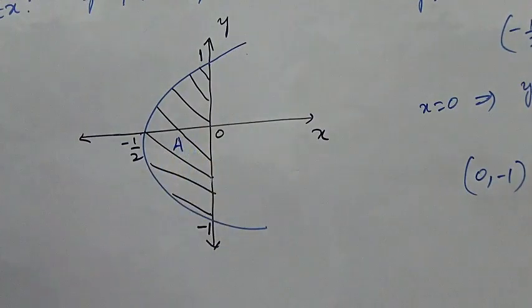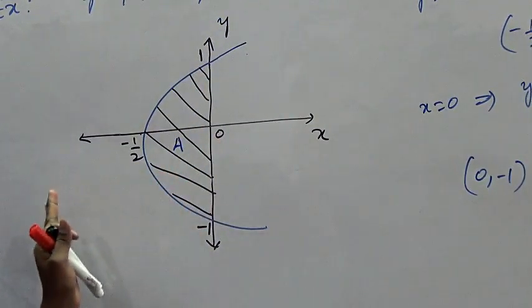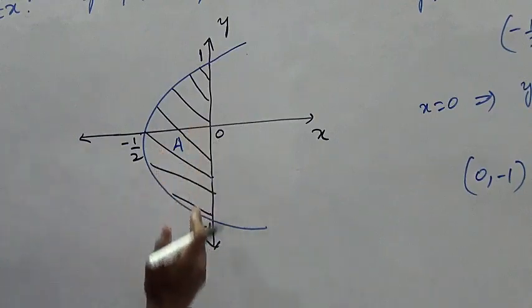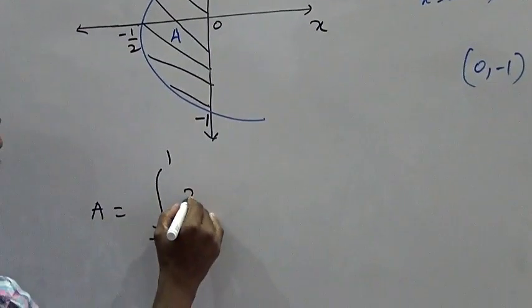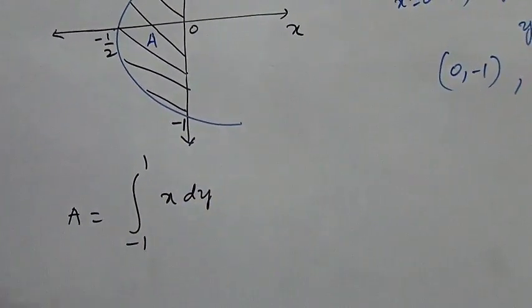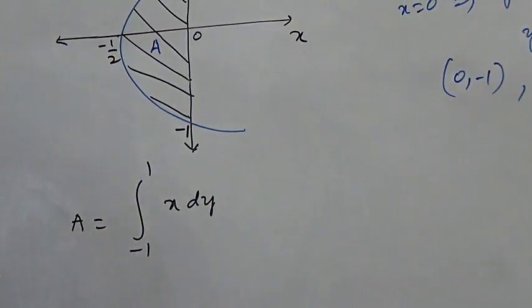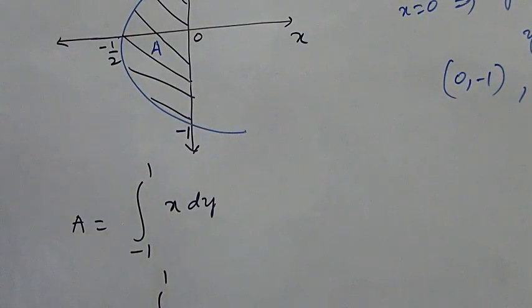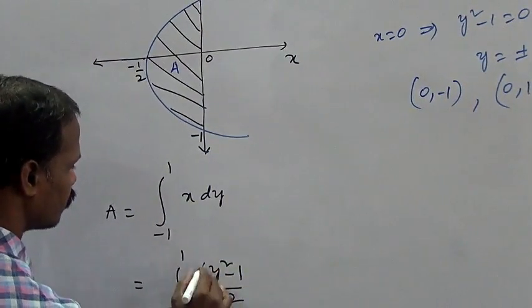Now we are going to find this area by using the y axis. That means the variable is y here. So area A equals the integral from A to B, that is minus 1 to 1, of x dy, since the limits are y limits. So this is equal to the integral from minus 1 to 1 of, what is the value of x, y square minus 1 by 2 dy.